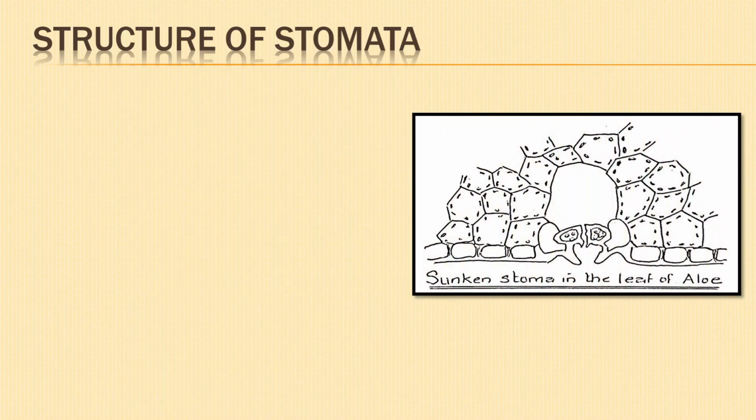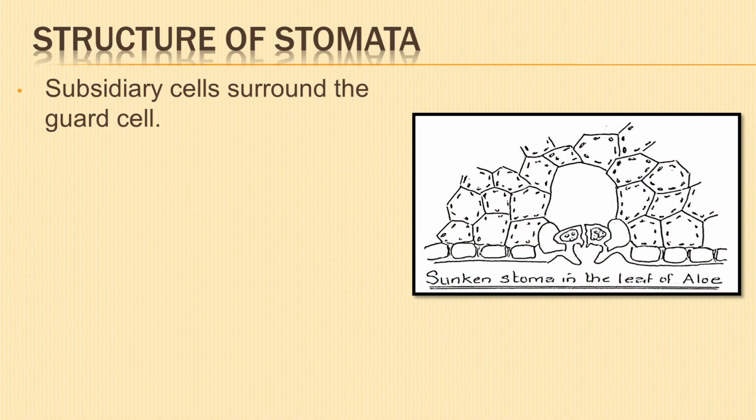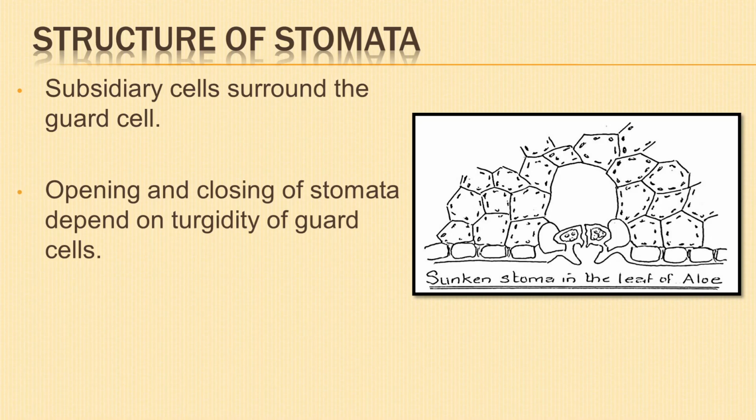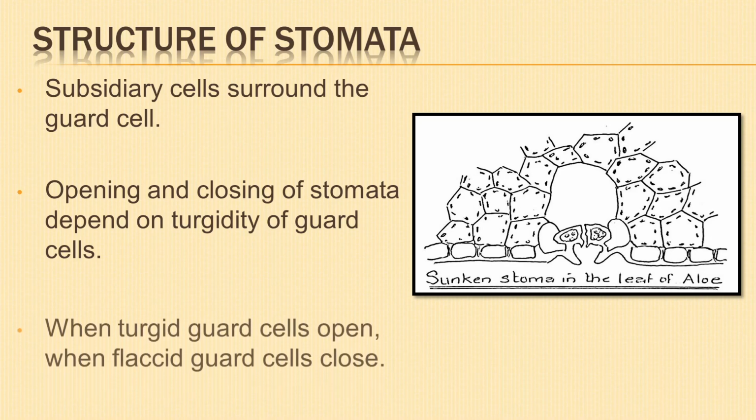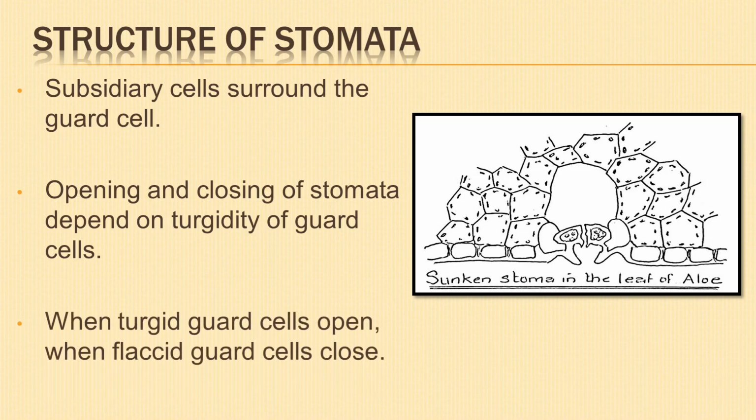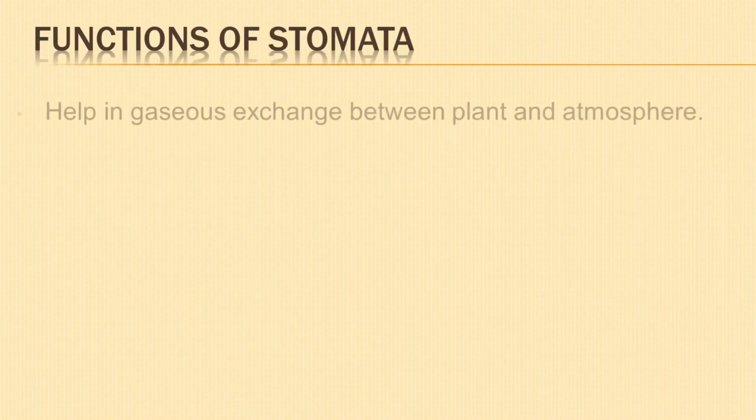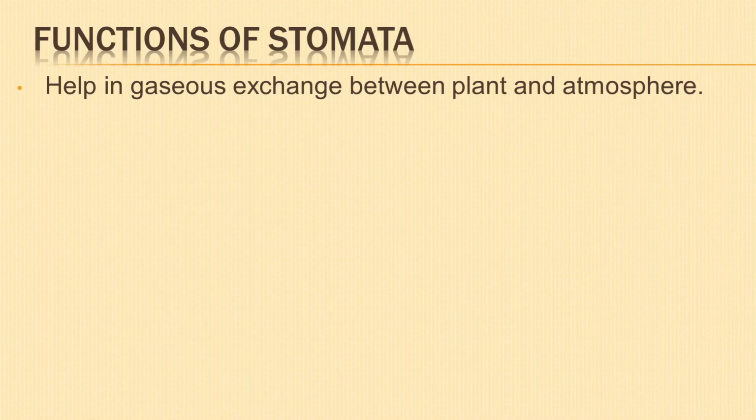The subsidiary or accessory cells surround the guard cell. The stomata open and close according to the turgidity of the guard cells. When the guard cells are turgid, they expand, resulting in the opening of the stomata. When the guard cells lose water, they become flaccid, leading to the closure of stomata. Functions of stomata are: they help in gaseous exchange between the plant and the atmosphere.